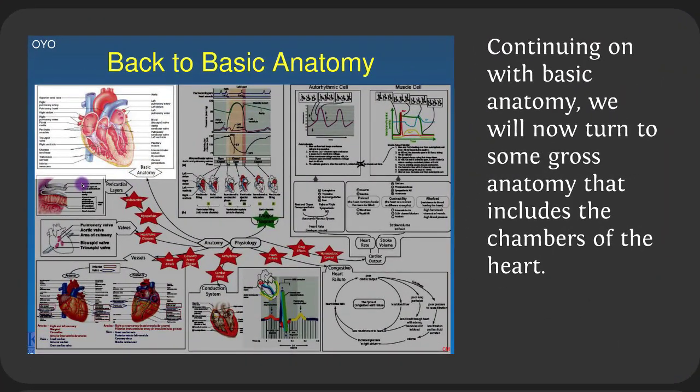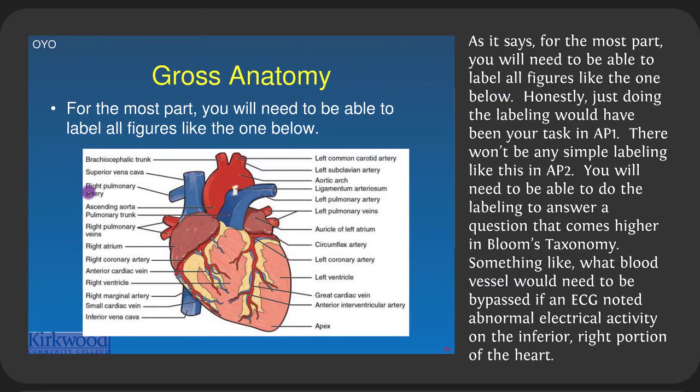So continuing on with basic anatomy, we'll now turn to some gross anatomy. That's anatomy that you can see with the naked eye that includes the chambers of the heart. As it says, for the most part, you'll need to be able to label all figures like the one below. Honestly, just doing the labeling would have been your task in AP1. There won't be any simple labeling like this in AP2. You'll need to be able to do the labeling to answer the question that comes from higher in Bloom's taxonomy.